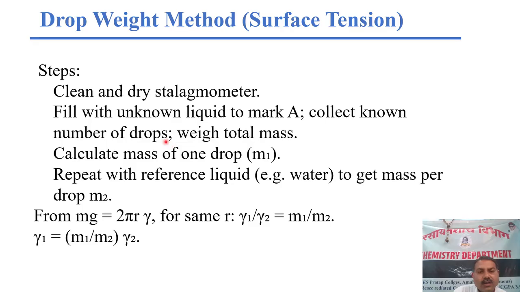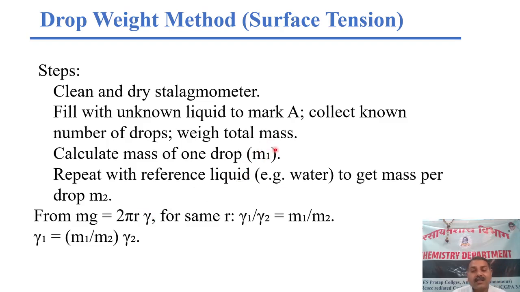Then collect the known number of drops. Weigh the total mass. Then calculate the mass of one drop of liquid as M1. Repeat the procedure for the reference liquid, or known liquid, which is water. Generally we take water as a reference liquid to get the mass per drop, that is M2. M2 is the mass of a drop of water, and M1 is the mass of a drop of the unknown liquid.